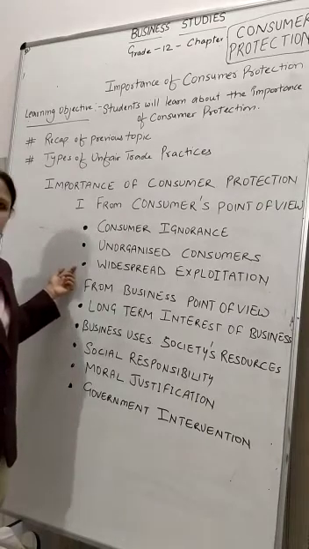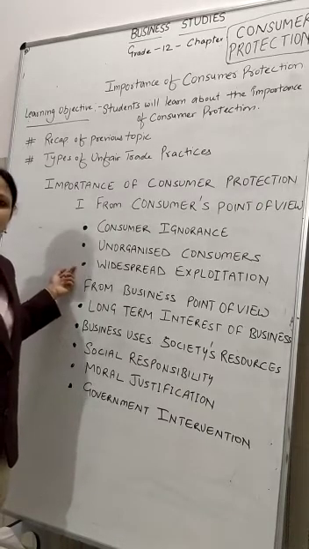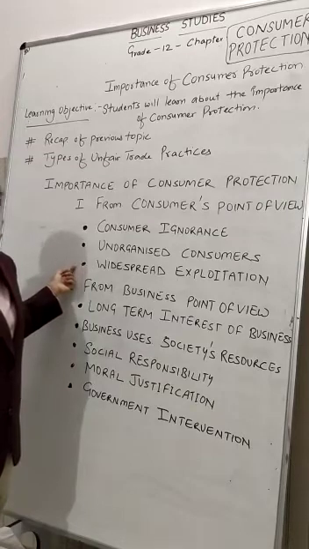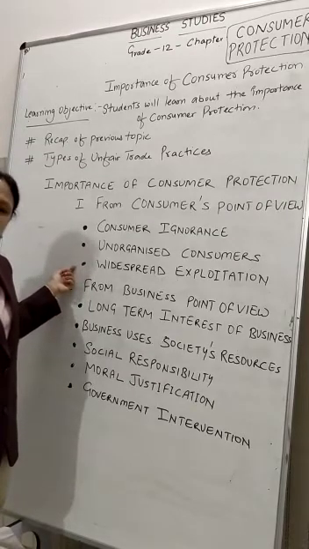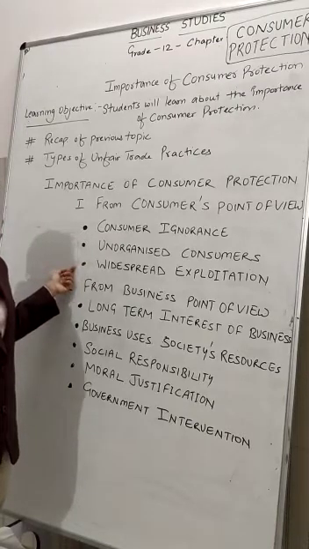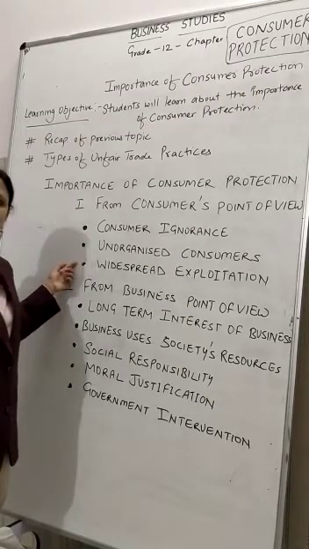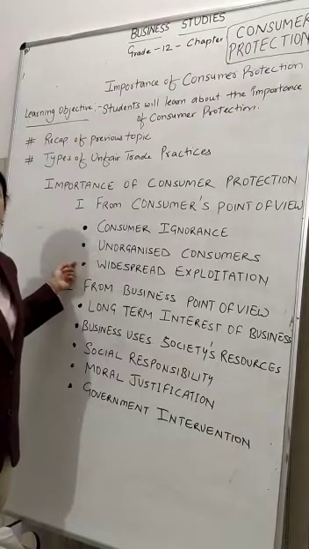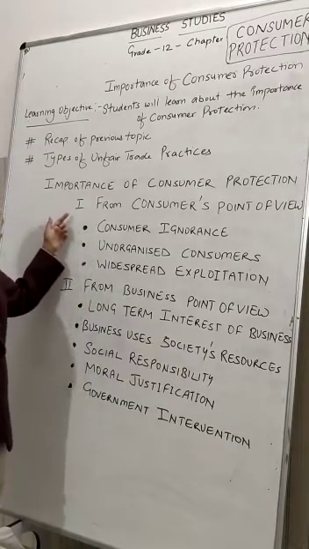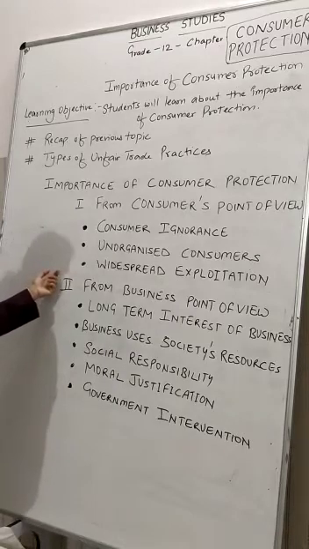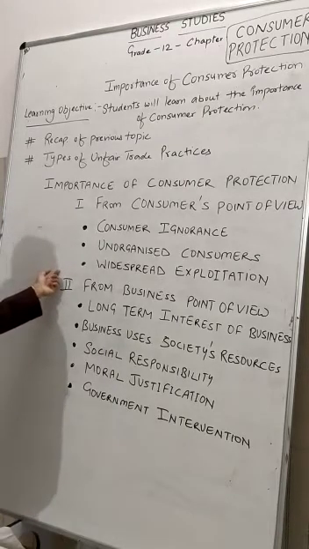Next one, widespread exploitation. Just now I discussed the different varieties of unfair trade practices: adulteration, false and fake products, defective products, unsafe products, misleading advertisement, duplication of brands. Because of all these kinds of unfair trade practices, we as consumers need protection. So these are the points from the consumer point of view.